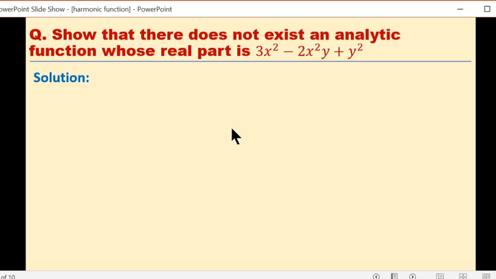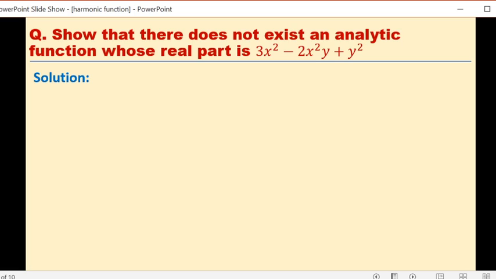Okay, now let's go to the problem. Now see the wording of the question. एक तो क्वेश्चन डायरेक्ट पूछ सकते हैं, if the real part of an analytic function is this, then show that it is not analytic, वो डायरेक्ट हो जाता है. I have given the question where the wordings are a little different. Okay, let us read the question. Show that there does not exist an analytic function whose real part is 3x square minus 2x square y plus y square. There does not exist an analytic function.